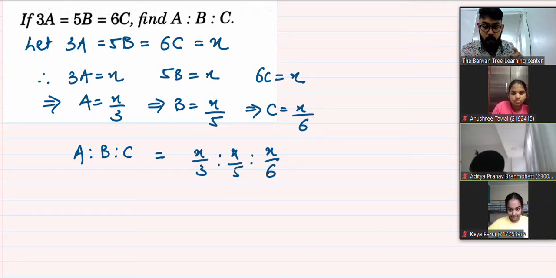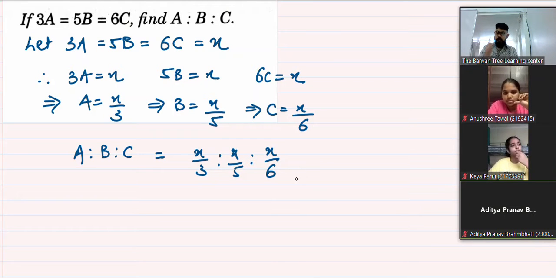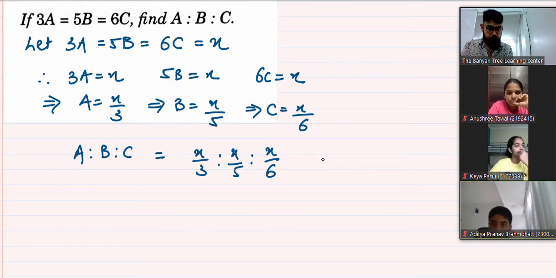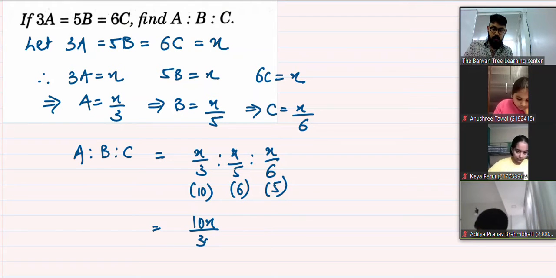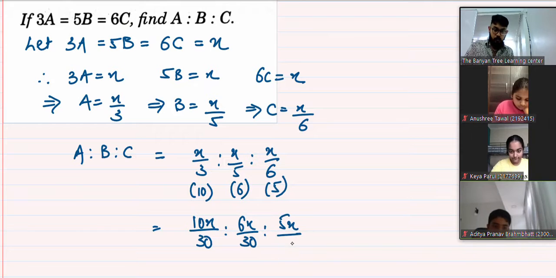We will make the denominators equal so that we can cut them. How will we make them equal? By taking their LCM. What is the LCM of 3, 5 and 6? The LCM of 3, 5 and 6 is 30. So 3 tens are 30, 5 sixes are 30 and 6 fives are 30. So this will become 10x by 30 is to 6x by 30 is to 5x by 30. The answer is 10x is to 6x is to 5x. No, x will also cut. Oh yes, x will also cut.